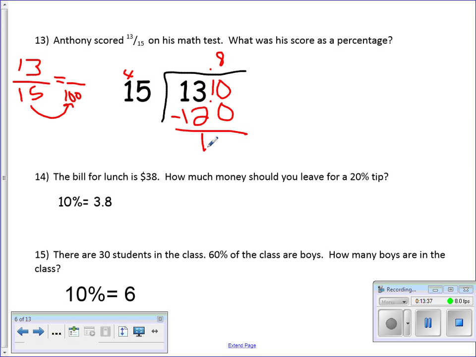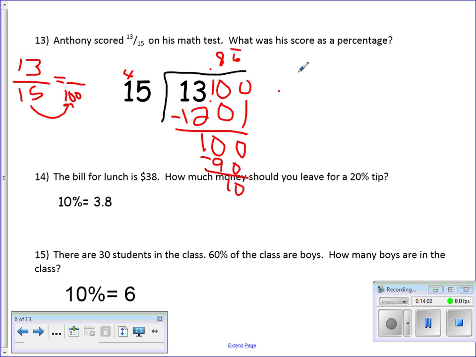I have a remainder of 10. Bring down another 0. And 15 goes into 100 6 times, because 6 times 15 is 90. I'm going to run into my next problem here. So we have 0.86 repeating because my remainder is 10, which is just like before.